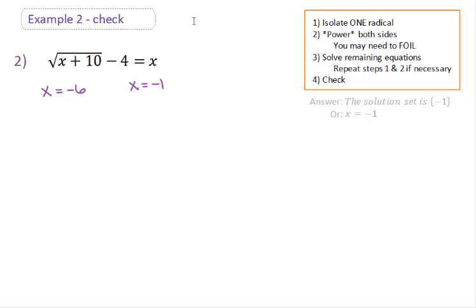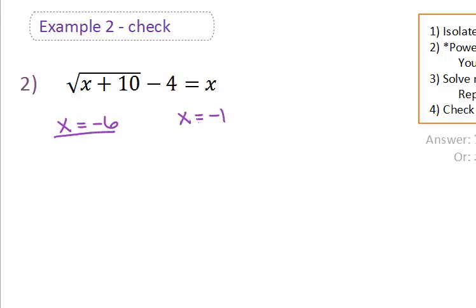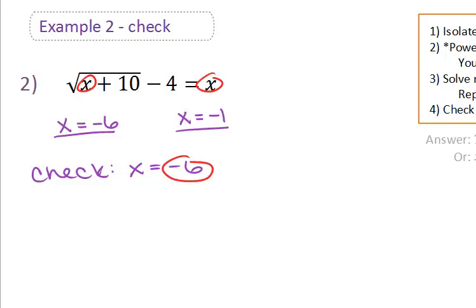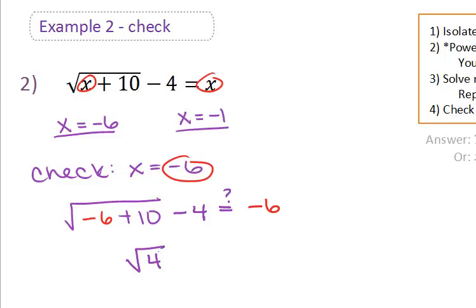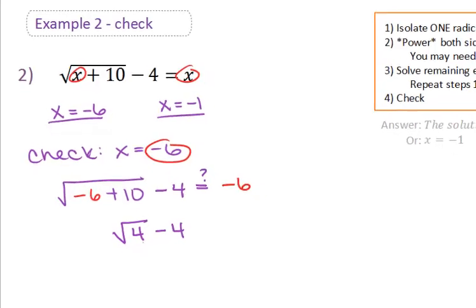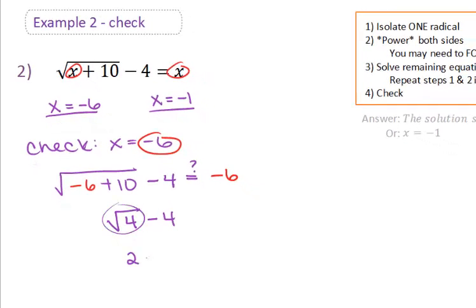Okay, so I'm going to check this here. I had 2 answers of x equals negative 6 and x equals negative 1. Let's check them one by one. Let's start with x equals negative 6. So plug that in my equation. I just substituted negative 6 for every time I see an x. That gives me square root of negative 6 plus 10 minus 4, and we are trying to confirm, does that actually equal negative 6? So on the left, the square root of 10 minus 6 gives me the square root of 4. The square root of 4 simplifies to be 2. And 2 minus 4 actually equals negative 2.